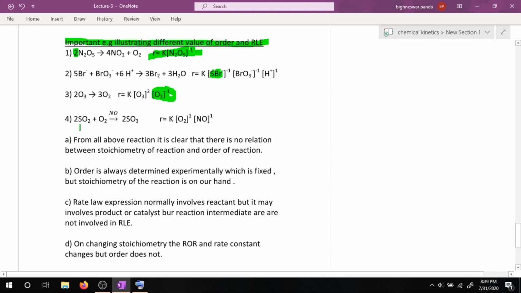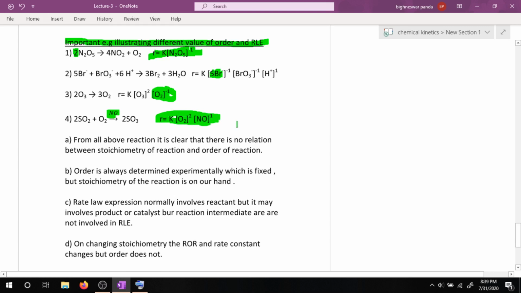Similarly, reaction 4: 2SO2 plus O2 gives rise to 2SO3. We have NO as catalyst, and the rate is equal to K into [O2] to the power 2 and [NO] to the power 1. NO is the catalyst, so in the rate law equation we have the catalyst NO.